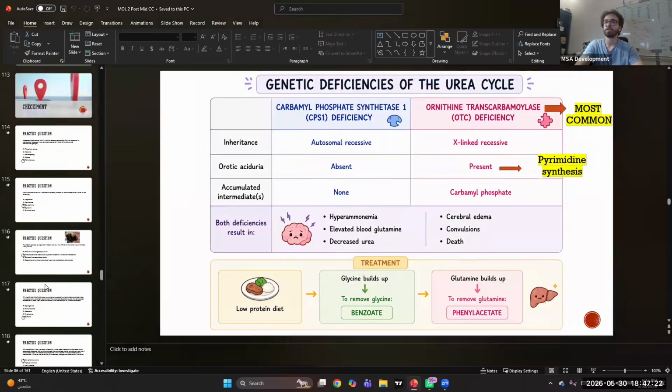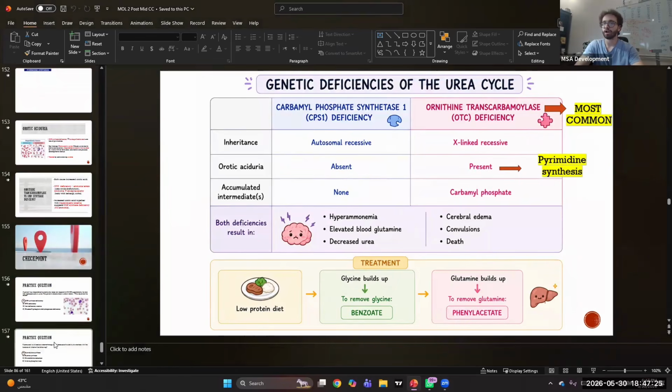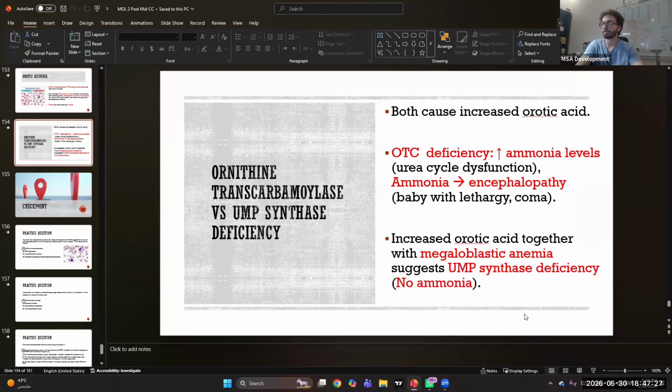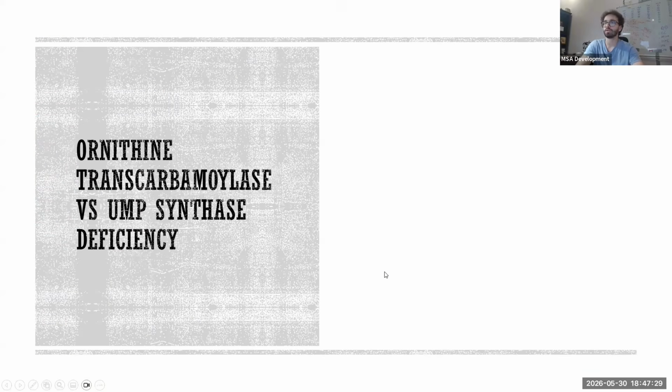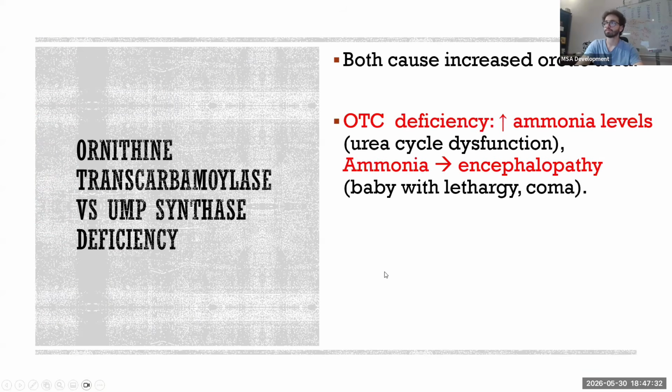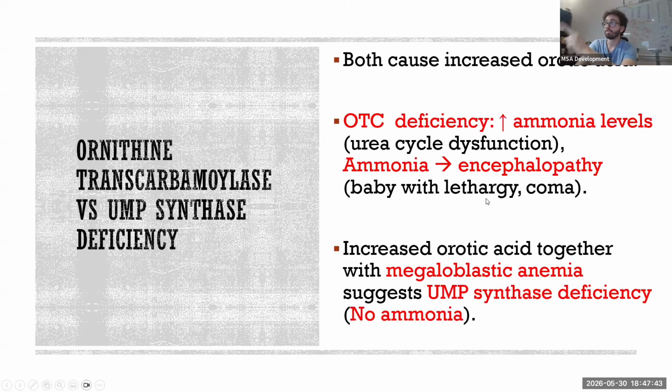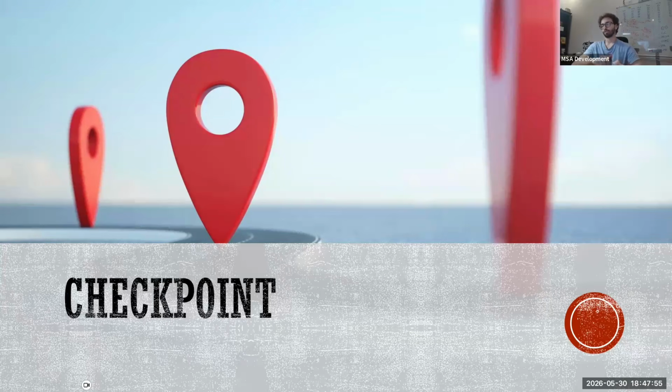How do we know if the orotic aciduria came from ornithine transcarbamylase or from UMP synthase? Simple. If we have increased ammonia levels, it's an OTC deficiency, ornithine transcarbamylase. Because we will have increased ammonia and you will see encephalopathy. But if the deficiency is in UMP synthase, there won't be ammonia. There will only be the megaloblastic anemia that can't be treated. Okay? We're finally done with the session.